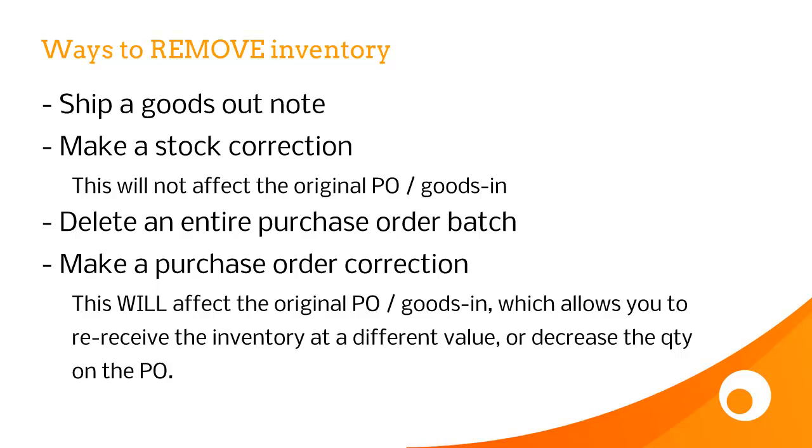If you receive a purchase order and decide that you didn't want to do that, you can delete that entire purchase order batch, i.e. the whole goods in you can just delete in one go, as long as none of those items have already been sold. And then the final way to remove inventory is to make a purchase order correction.